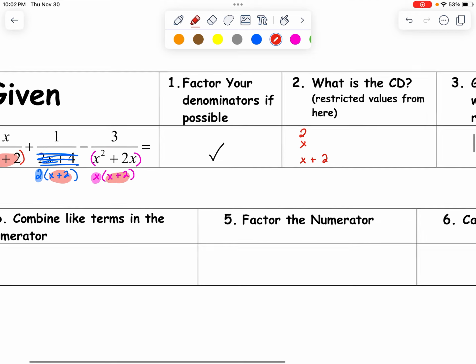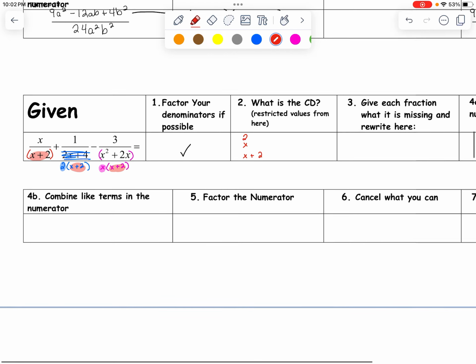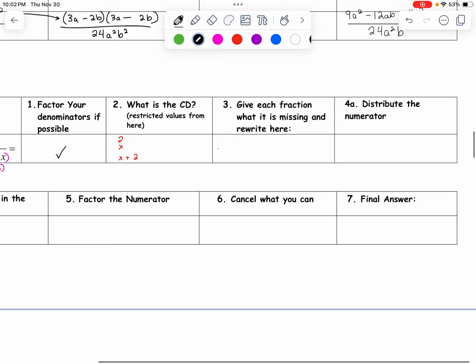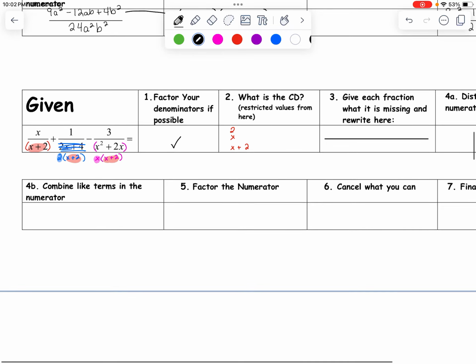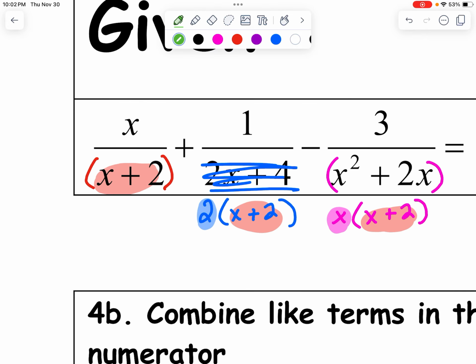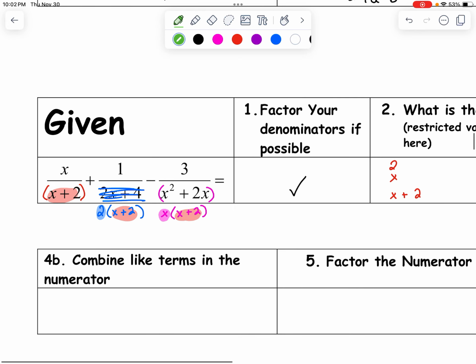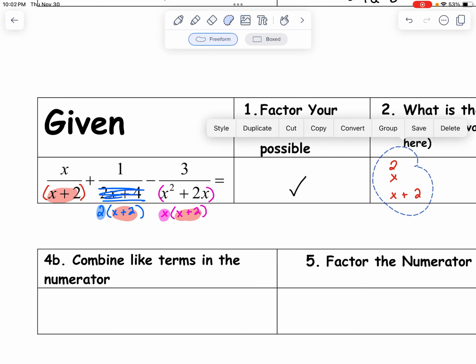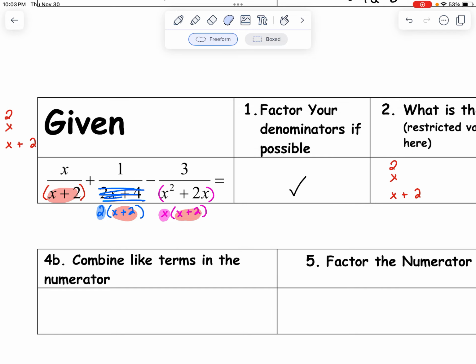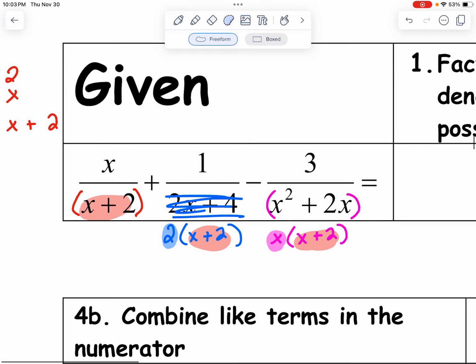Give each fraction what it's missing and rewrite it here. At this point, if I taught it right, you should be able to do this. So you just want me to do that? Tell me what I'm going to change to green. The first is missing another 2x. I like to see my common denominator over here. Go ahead, try again. You need a 2x because it doesn't have the 2 or the x. Right, that is correct. It has the x plus 2.